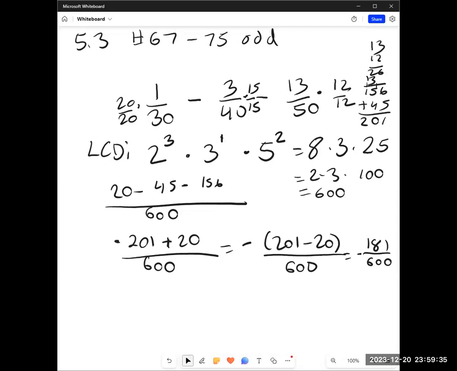And let's see, 2 doesn't go into 181, 3 doesn't go into 181, and 5 doesn't go into 181. Since those are all the prime factors of 600, this does not reduce.